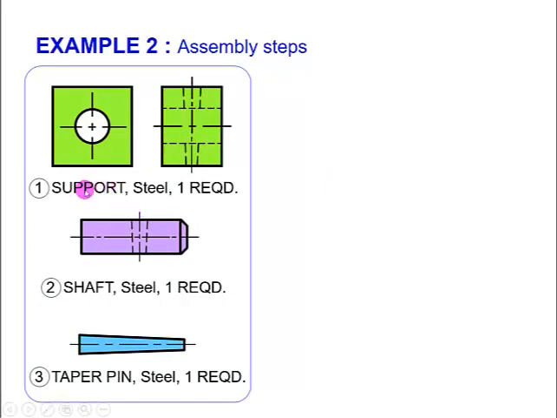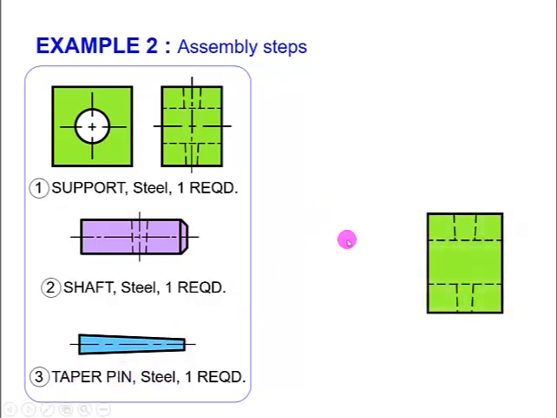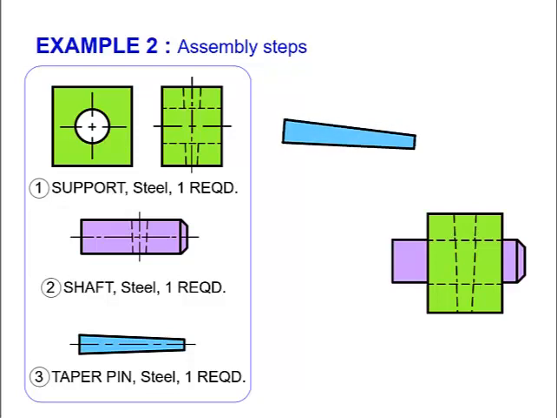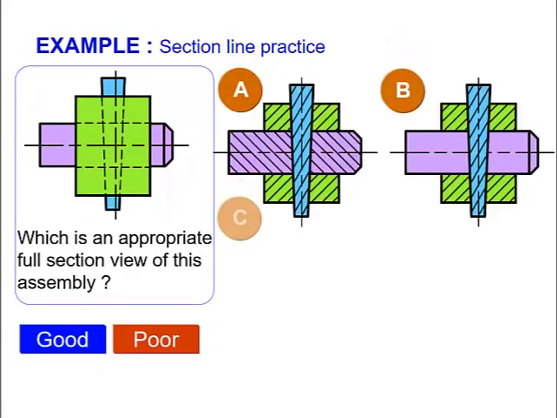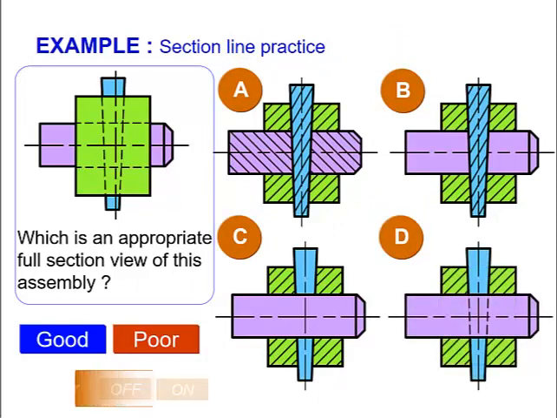Example 2, we have a support made of steel, a shaft made of steel, and a pin made of steel. A taper pin. You put the support there. When you assemble, you put the shaft there and put it in the hole of the support, and then put the taper pin there to lock it together. Okay, when you do the drawing, which one is appropriate, A, B, C, or D?